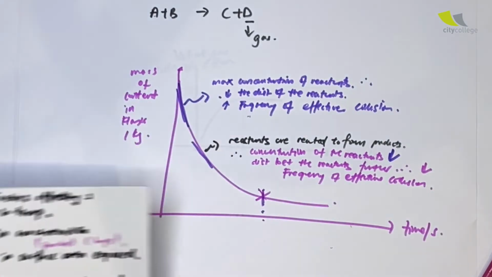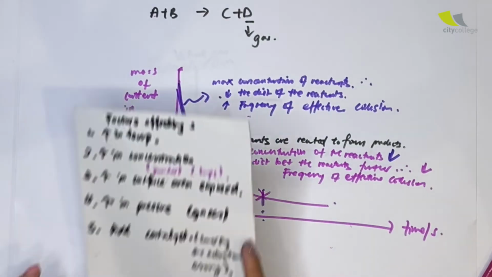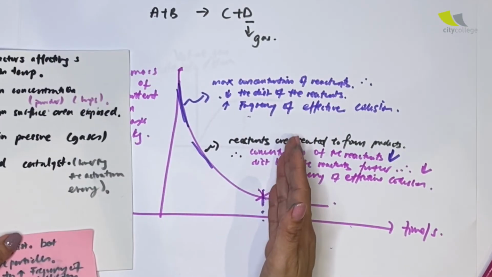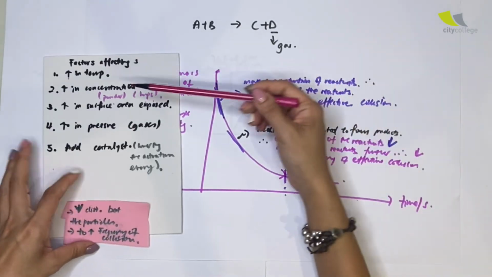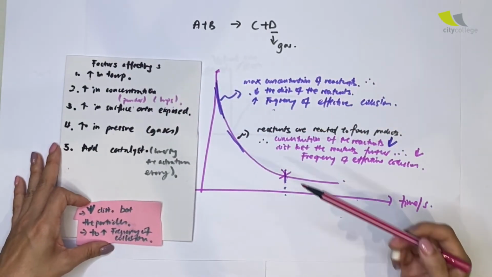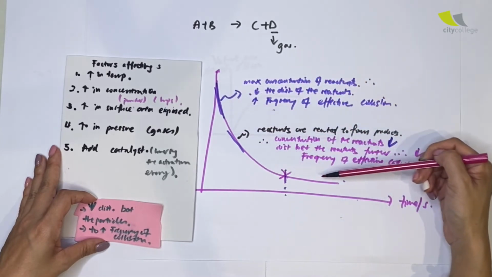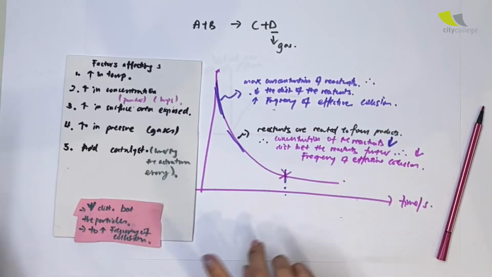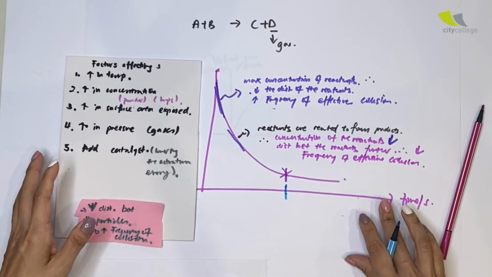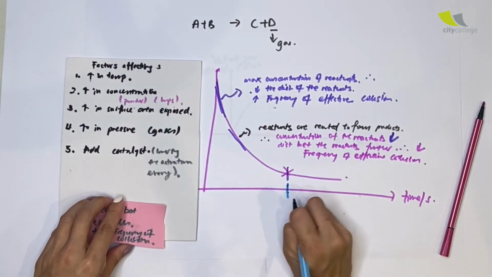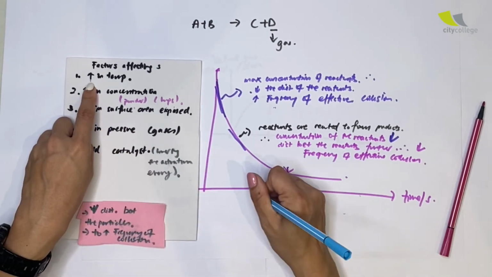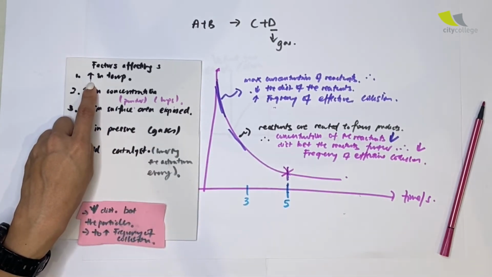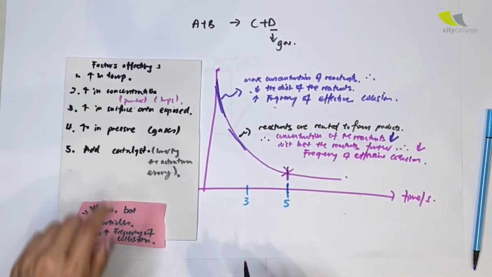Now, let's take a closer look at the different graphs and how these factors will affect my graphs. So for example, if I increase the temperature, obviously for this graph over here, I will complete this reaction faster. Let's say in the first place, I complete this reaction at 5 seconds. If temperature increases, I will complete this at 3 seconds. So the graph will look a little bit like this.